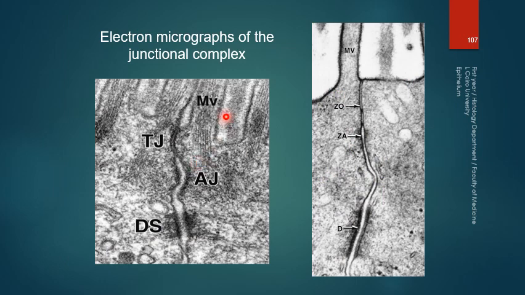Here is an electron micrograph of the junctional complex between two cells. First we have the tight junction or zonula occludens, then we have zonula adherens, and then the desmosome. This is the junctional complex.